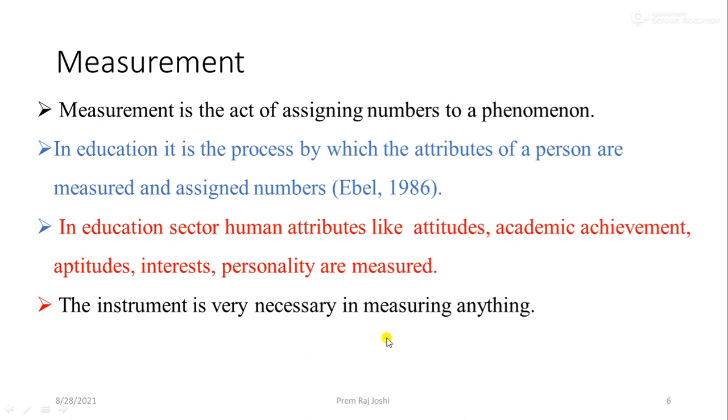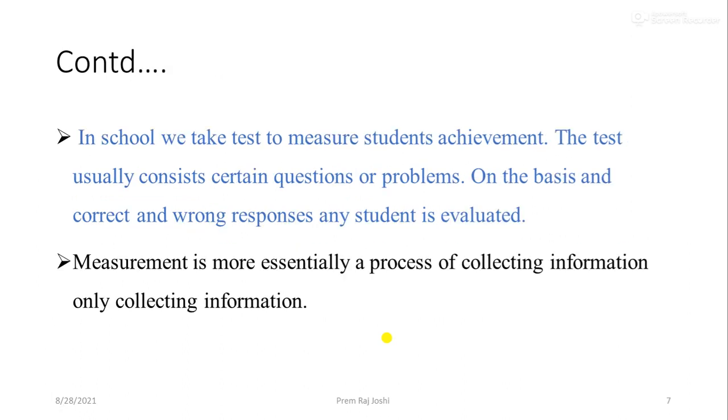The instrument is very necessary in measuring anything. For example, if we are measuring temperature, we need a thermometer. Thermometer is the tool. If we do not have the thermometer, we cannot measure the temperature. In the same way, for measurement in the academic sense, we have to conduct the test. Only after the test can we measure anything.